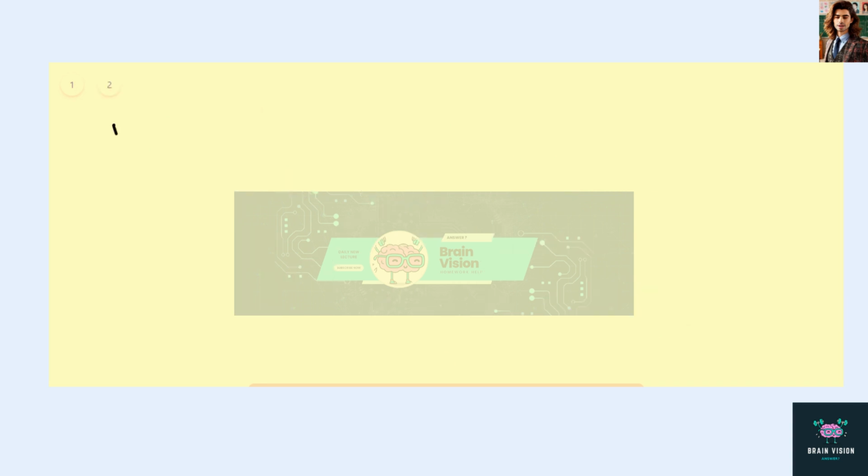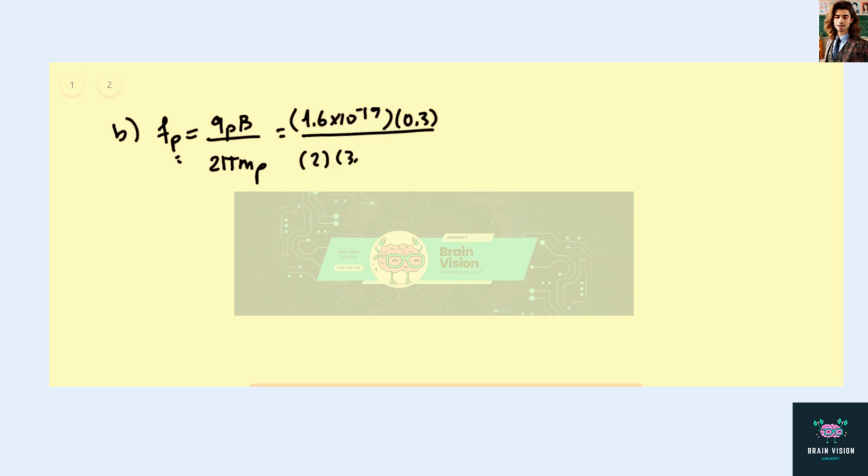Now, in part B, we're asked to calculate the frequency of a proton. So let's remember f equals qB over 2 pi mp. This is again the equation that we derived. I'm just writing it for a proton. So the q for a proton is 1.6 times 10 to the power negative 19. The magnetic field is 0.3, pi is 3.14, and mass will be 1.67 times 10 to the negative 27. So the frequency of a proton would be 4.6 times 10 to the power 6 hertz.